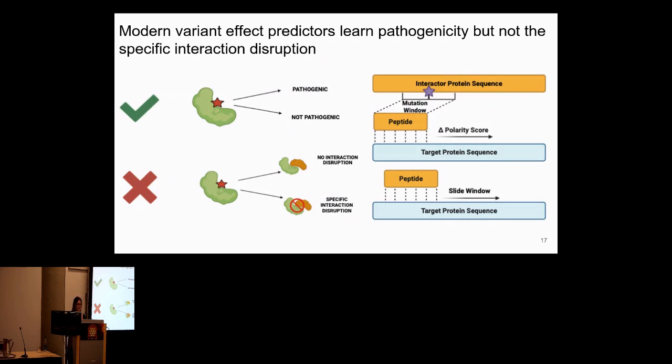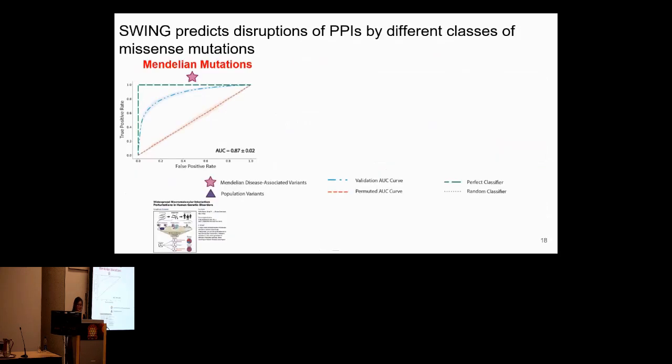specific interaction disrupted? So now we've modified our framework so that our sliding window is no longer that binding peptide, but it is a window around a mutation on a protein-protein interaction. And to emphasize again, these variant effect prediction models are very, very good predictors of pathogenicity, but not necessarily for specific protein-protein interaction disruption. So we wanted to test Swing on different classes of missense mutations and specifically their interactions with experimentally validated Mendelian disease-associated variants and population variants.